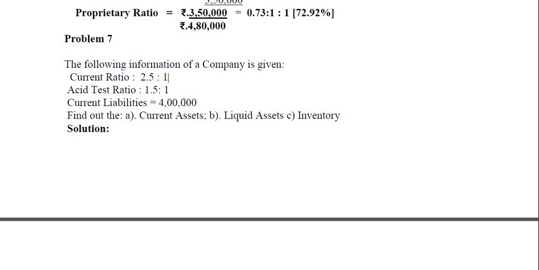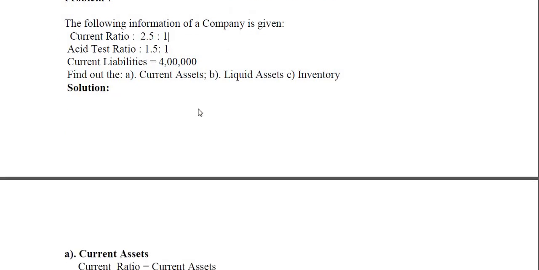If you are provided with the information quick liabilities, then quick assets divided by quick liabilities. Therefore, here we have to assume that quick asset ratio or acid test ratio is equal to quick assets divided by current liabilities. So the ratio is 1.5 is to 1. If current liabilities are 1, quick assets are 1.5 times that of the current liabilities. Therefore, 4 lakh into 1.5, that comes to 6 lakh.